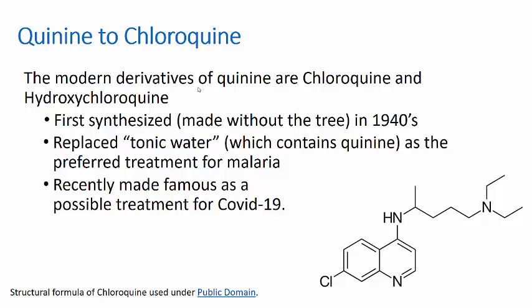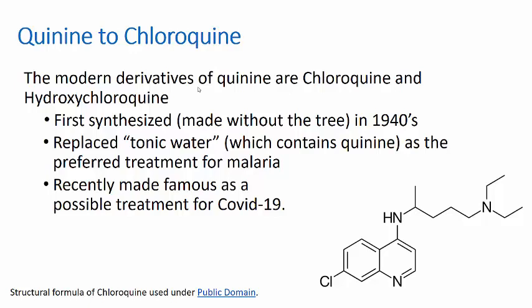Well, so in the 40s now, we're starting to learn to synthesize the quinine directly and to create the newer modified drugs called chloroquine and hydroxychloroquine. And those are important because they have fewer side effects and more potency than the natural quinine.